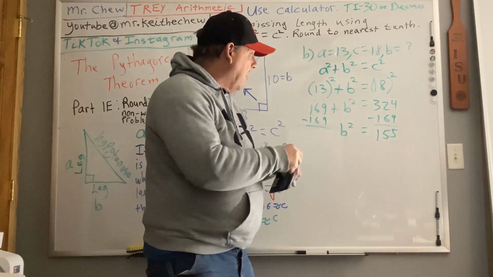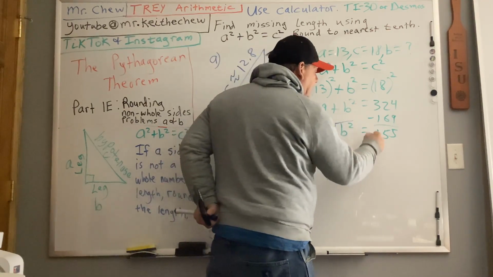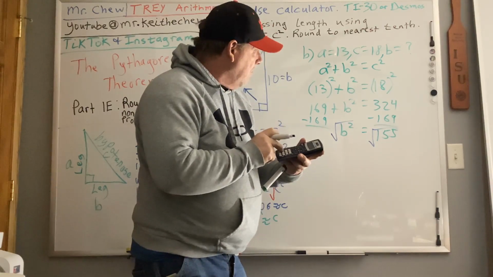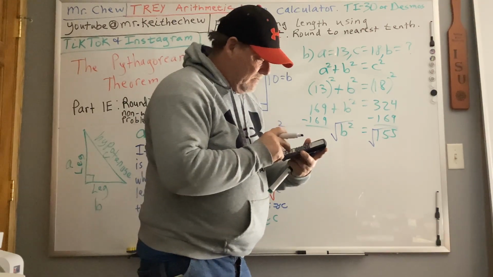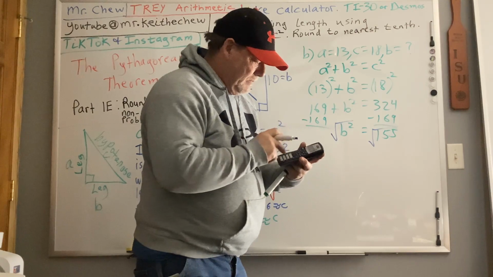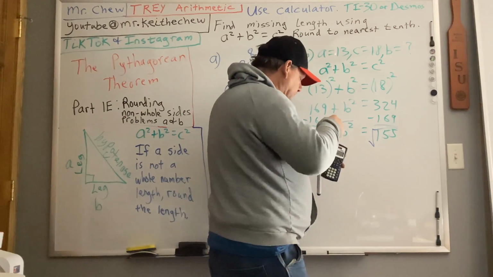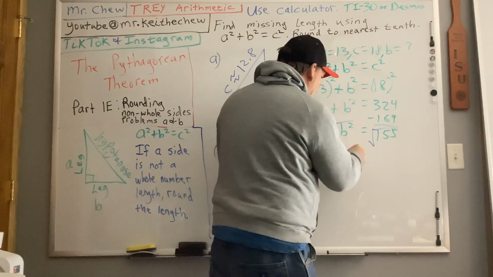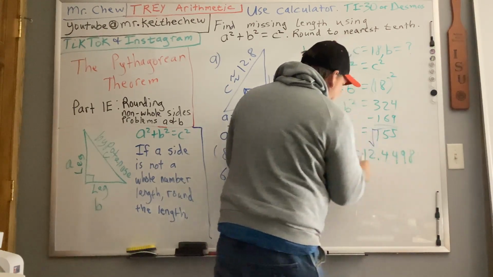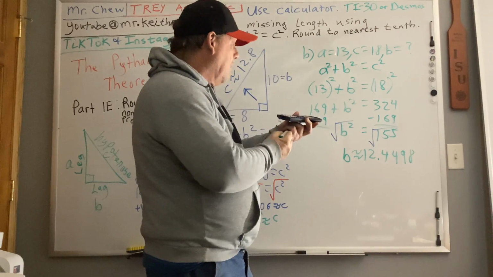So do you remember how you solve an equation that's a square equaling a number? You take the square root of both sides. So on a calculator like this, I hit second, x squared, 155, enter. And I get 12.4498, and it goes on and on and on. I don't want to put an equal sign there because it's an irrational number and it keeps going.